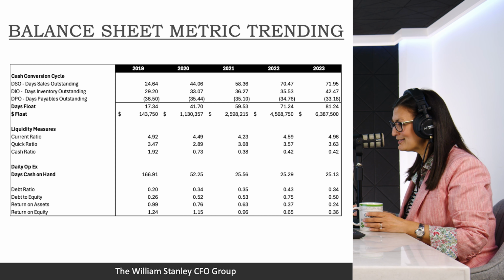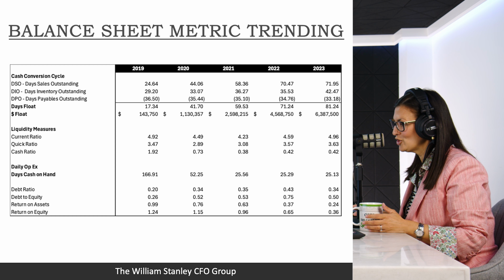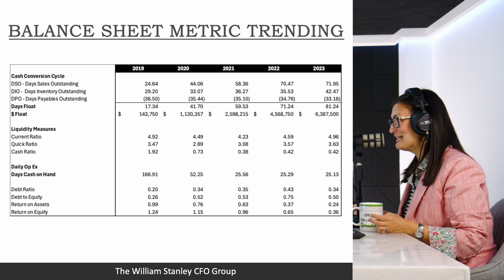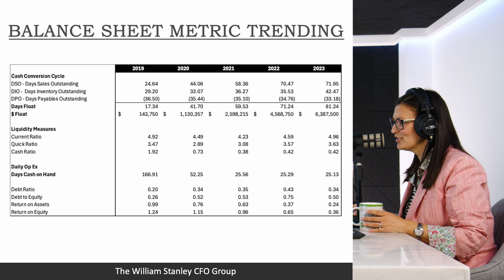So do you see this? In 2019, our cash conversion cycle, we were floating roughly 17 days or about $144,000. Mm-hmm. And then by 2023, we're floating 81 days or a lot of days. A lot of days, $6.4 million. Oh, maybe we should explain the cash conversion cycle.